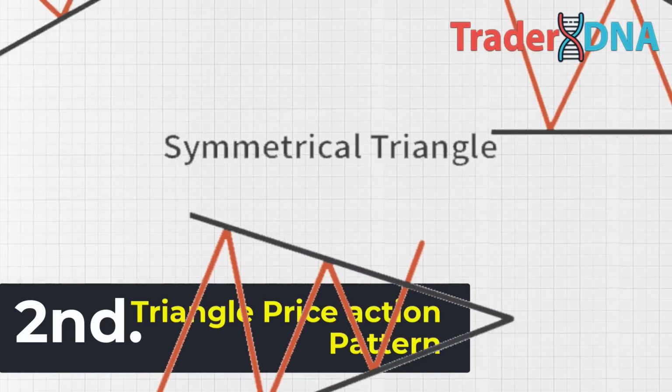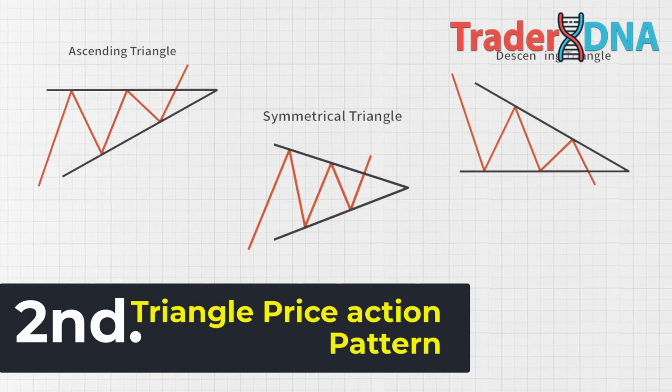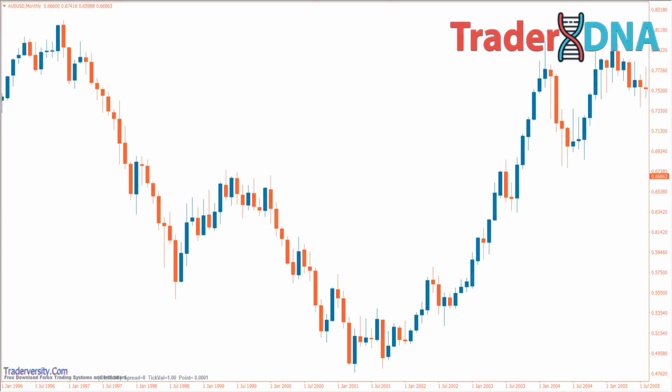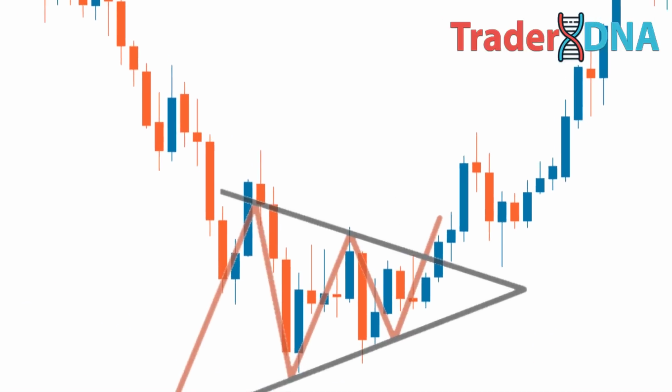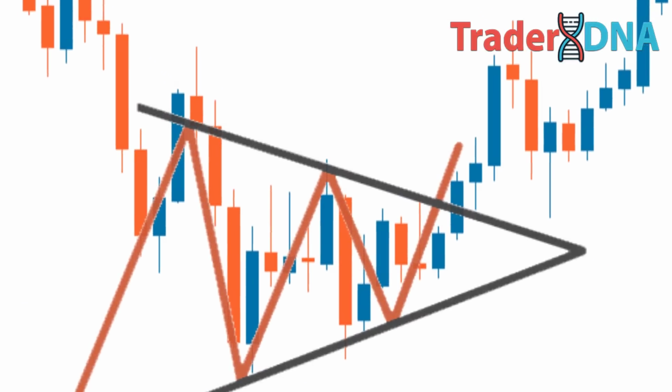Second, triangle price action pattern. The triangle price action pattern is a technical analysis pattern that occurs when the price of an asset consolidates, forming a triangular shape on the chart. It is characterized by a series of higher lows and lower highs, creating converging trend lines. This pattern typically indicates a period of indecision in the market, with buyers and sellers battling for control.